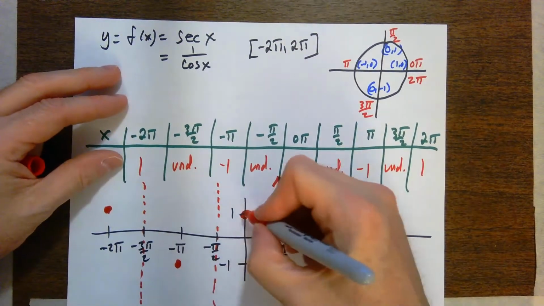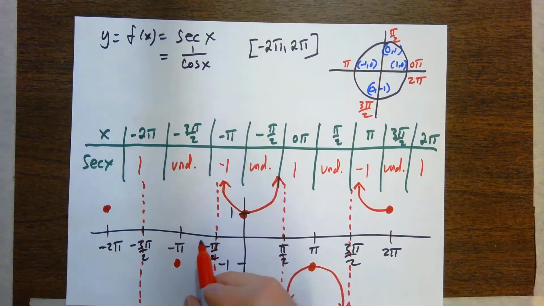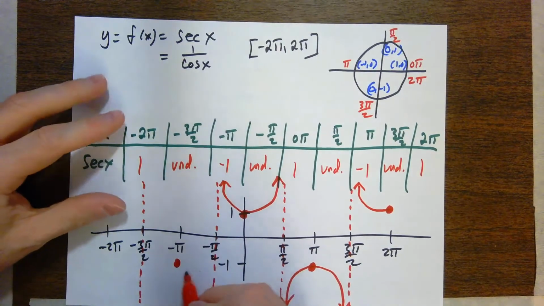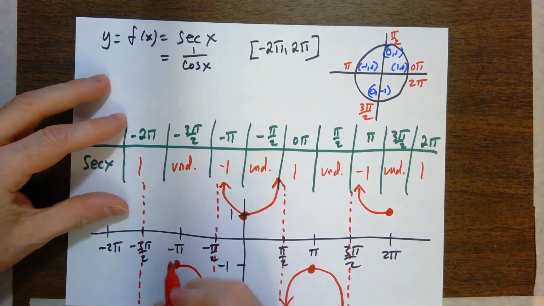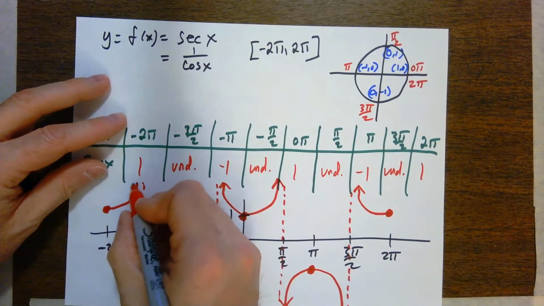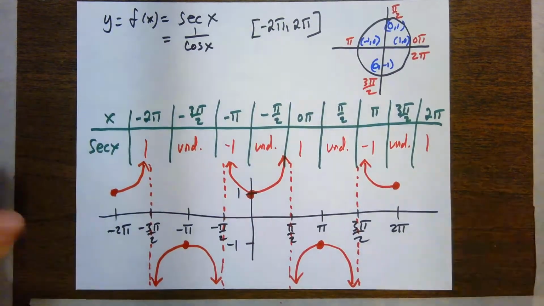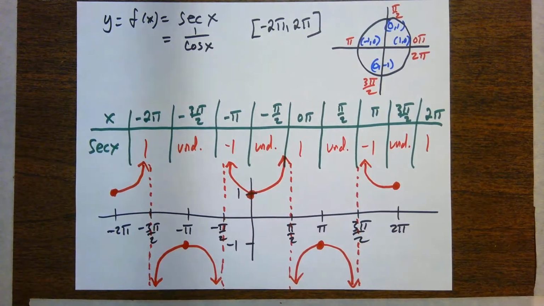This would also represent the fourth quadrant, positive here. Here is my third quadrant. Cosine is negative. Second quadrant, cosine is negative. First quadrant, cosine is positive. So there it is. I get this very strange looking graph. Notice that there are no x-intercepts at all.